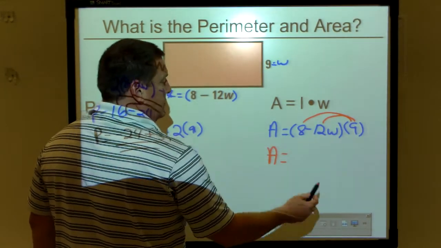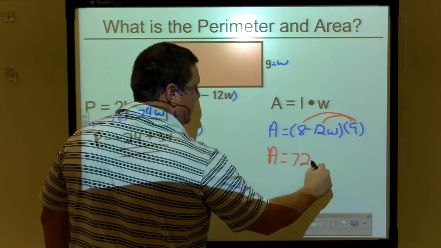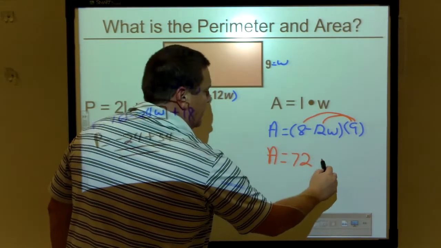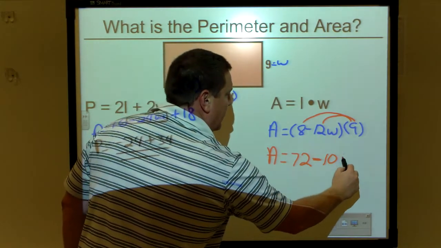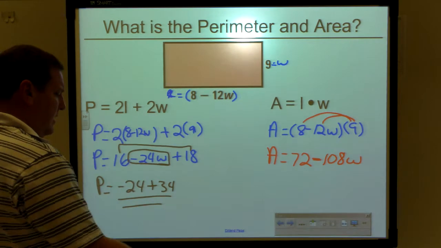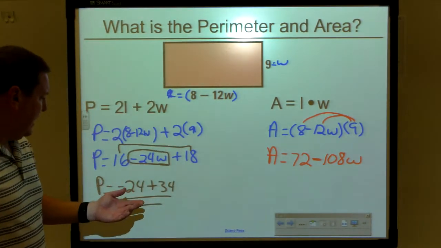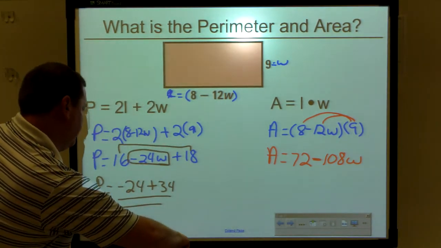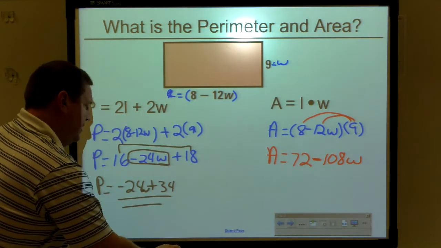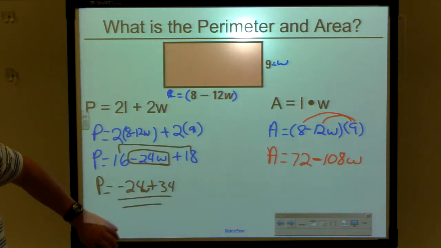9 times 8 gives us 72. 9 times a negative 12w gives you a negative 108w. Now, again, like I said, we like to have our variables up in the front.